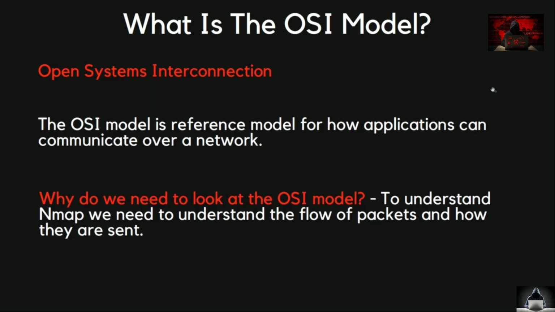So why do we need to look at the OSI model? Alright, we need to look at it to understand Nmap and how the flow of packets is on the network and how packets are sent on the network. Alright, so we need to understand how packets are sent and how they flow on a network.